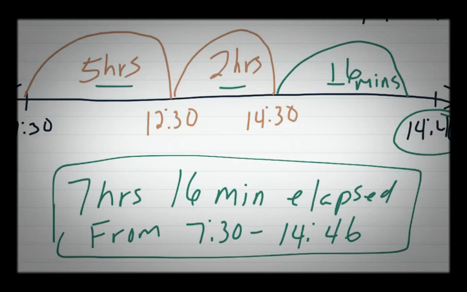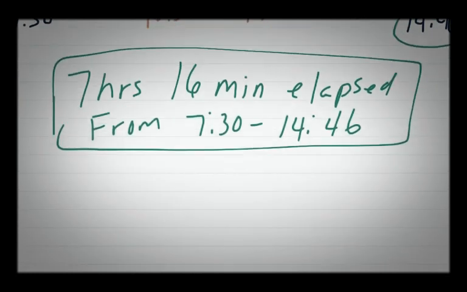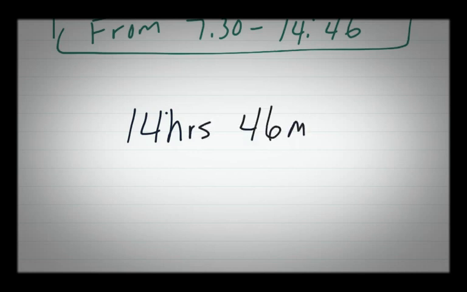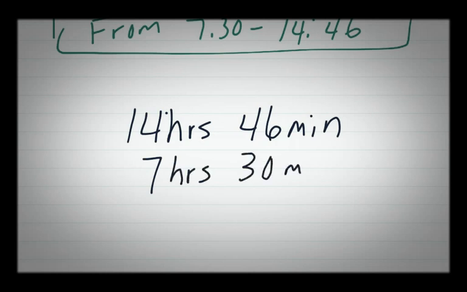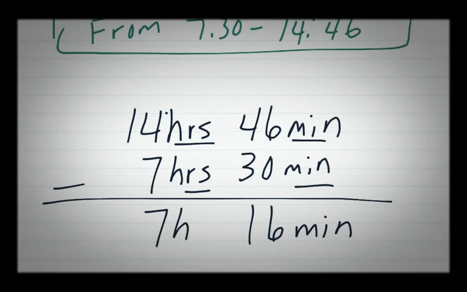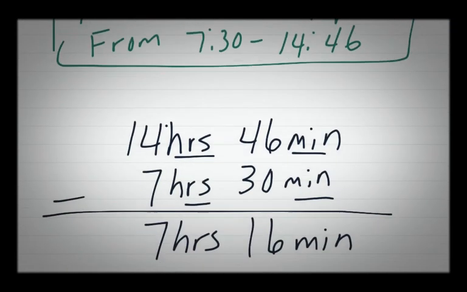and I'm going to take 7:30 from it, and that's going to give us the same amount of time. So 14 hours, 46 minutes minus 7 hours, 30 minutes. You see how when I'm trying to add and subtract time, I make sure that I have my units labeled properly. So the first thing I'm going to do is subtract my minutes. 6. So that's 16 minutes. And then 14 minus 7 is 7 hours. And that does match exactly what we have here.